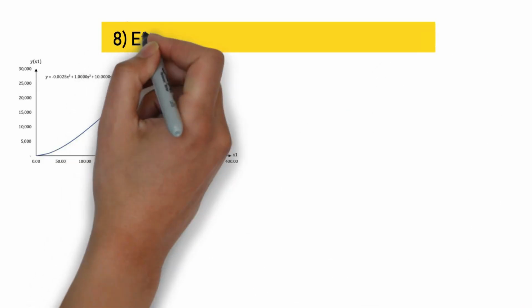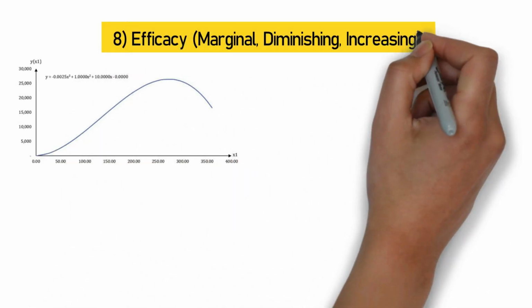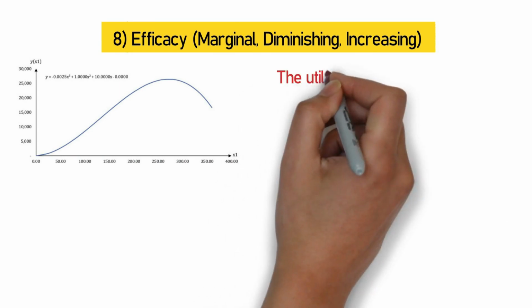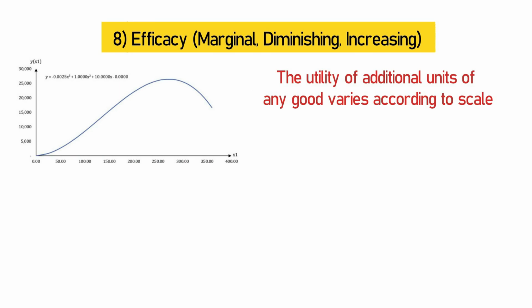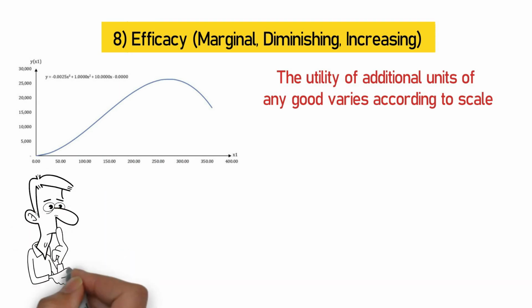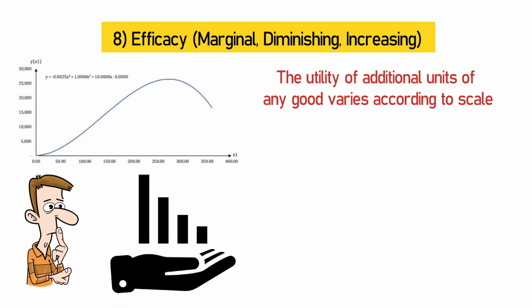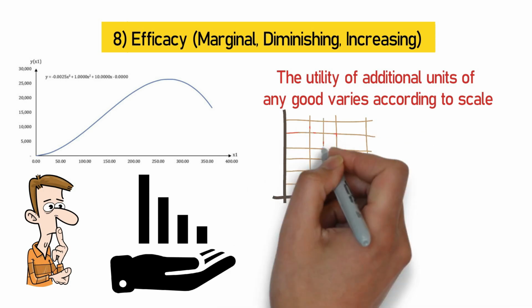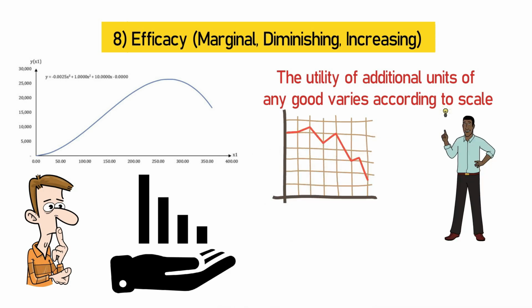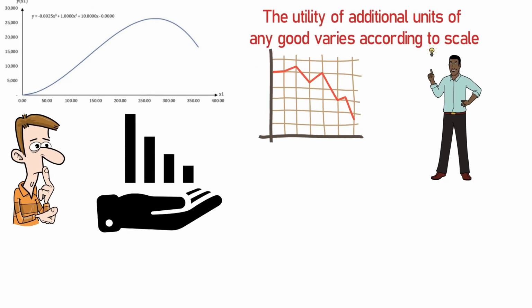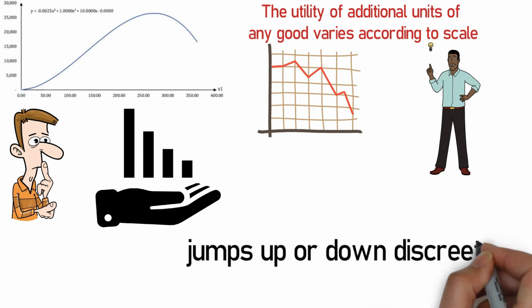Number 8, utility: marginal, diminishing, increasing. The utility of additional units of any good varies according to scale. In most practical areas of life, marginal utility allows us to understand the value of one additional unit, and that utility diminishes at some point. Additional units, on the other hand, may be subject to a critical point where the utility function jumps up or down discretely.